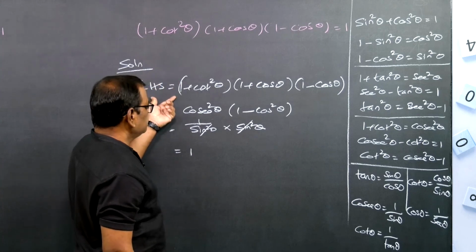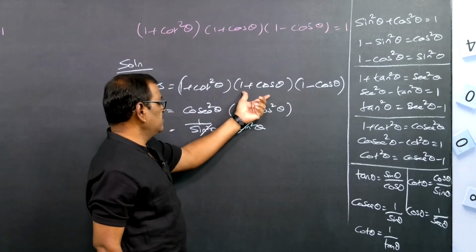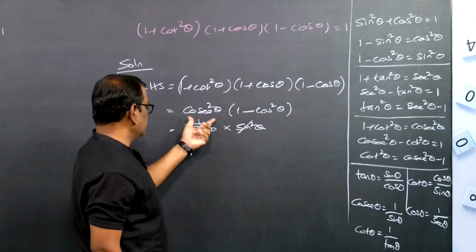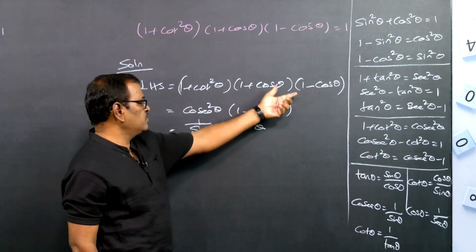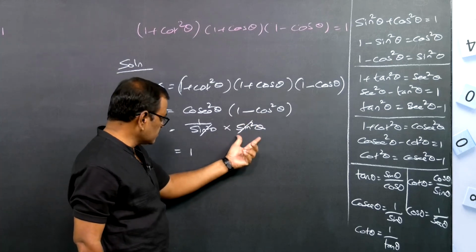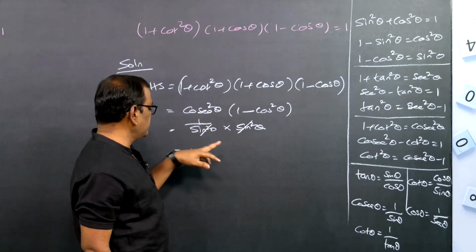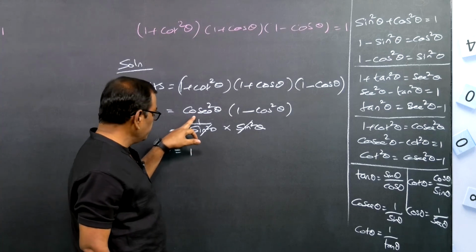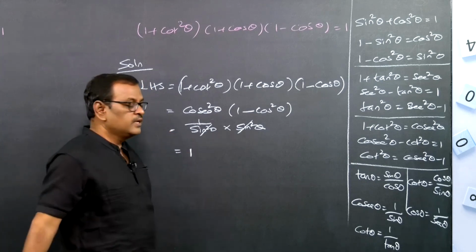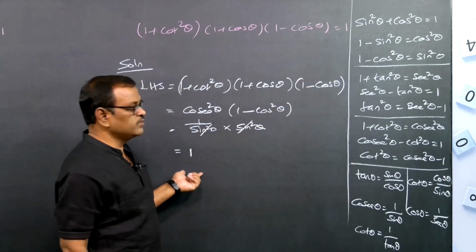Write the LHS again: (1 plus cot square theta) into (1 plus cos theta) into (1 minus cos theta). This is similar to A plus B into A minus B, A square minus B square, and as per the identity, 1 plus cot square equals cosecant square theta. And (1 plus cos) into (1 minus cos) gives 1 minus cos square theta, which equals sin square theta. If you change into basic functions, cosecant theta is the reciprocal of sin theta, so cosecant square equals 1 by sin square theta. Sin square theta gets cancelled, and the answer is 1. So these examples are very important; small expressions are very important to prove this type of problems.